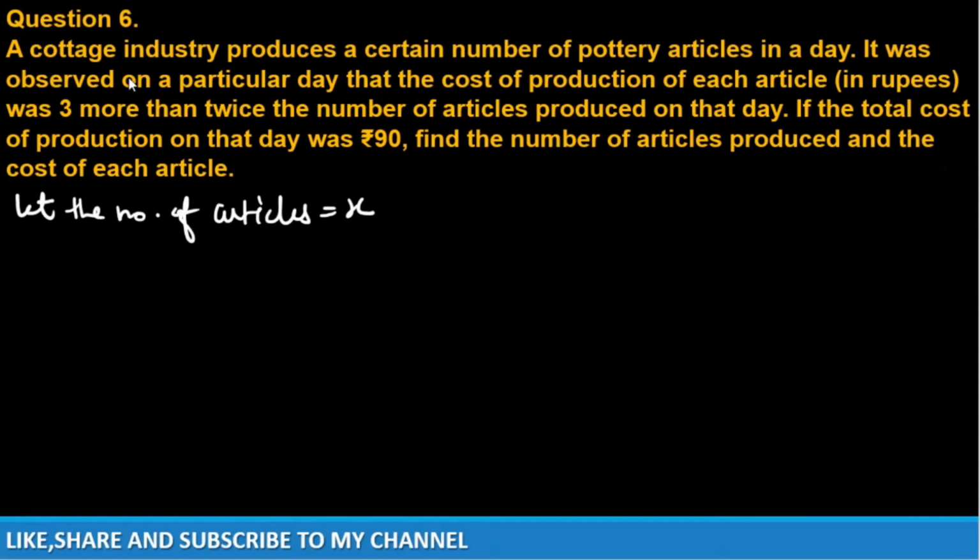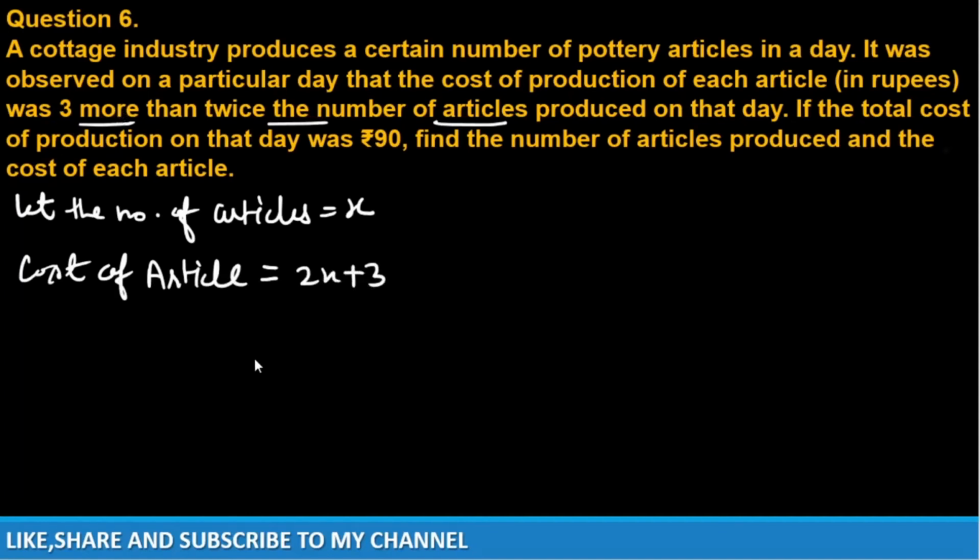And now what is given here? It was observed that the cost of production of each article in rupees was 3 more than twice the number of articles. So I am talking about the cost of each article. It will be equal to 3 more than twice the number of articles, 2x plus 3. Okay children. Now I will apply the method ATQ. So what is the condition? The total cost of production on that day was rupees 90, so what I will do is multiply these numbers. So it becomes x into 2x plus 3 is equal to 90.